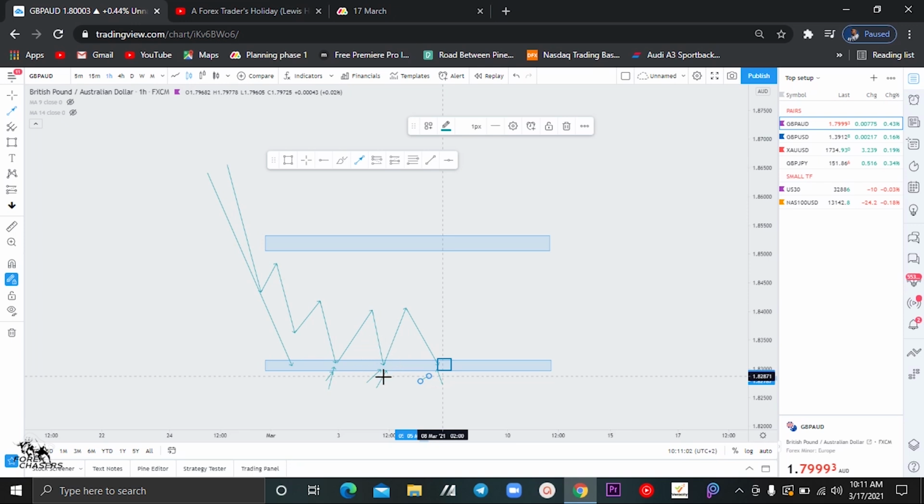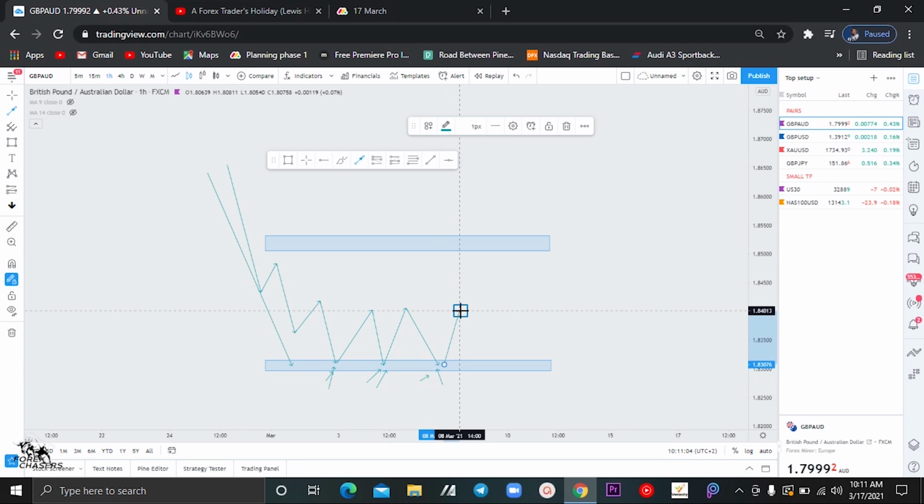So now we can start to think of marking it, because whenever price comes here, there is a reaction. The market has to react. It's either going to break or it's going to bounce. So we are only looking for those two possible scenarios.